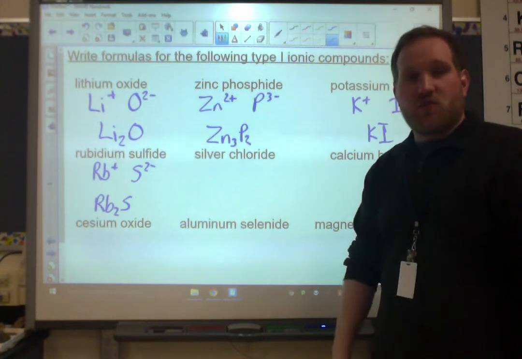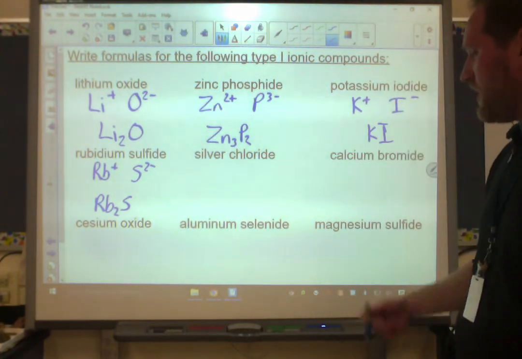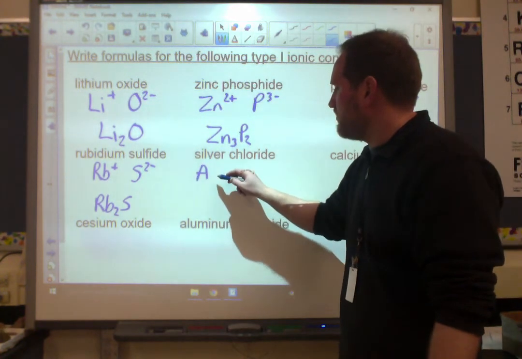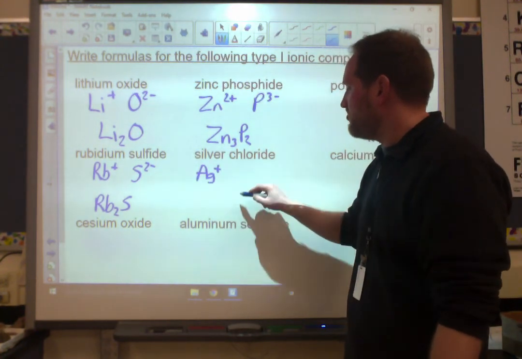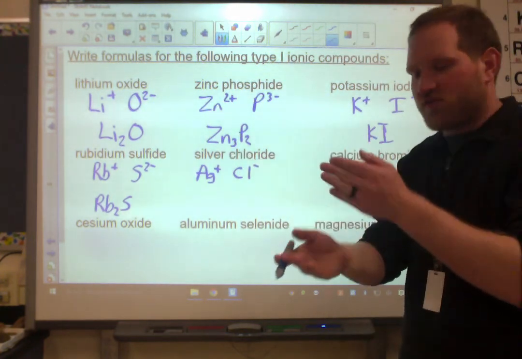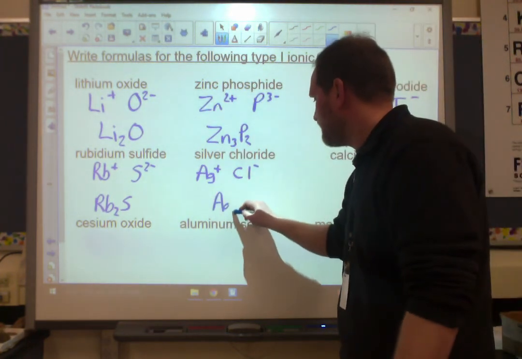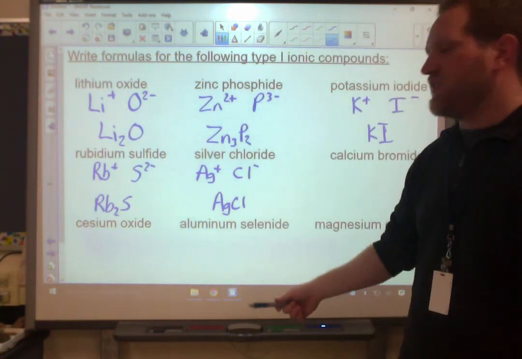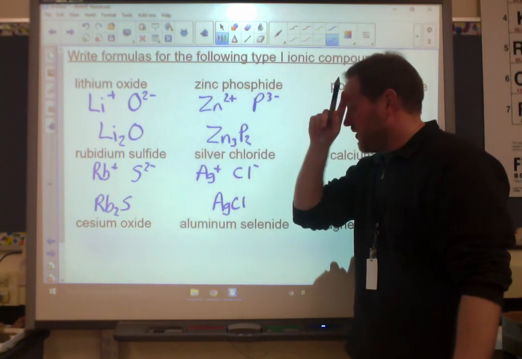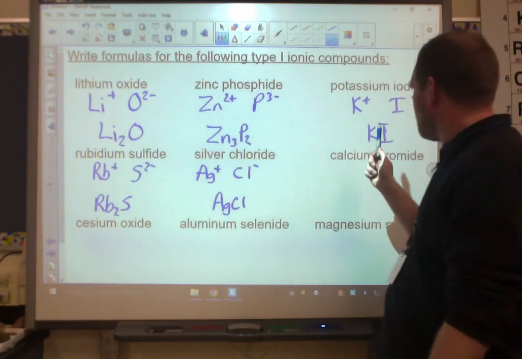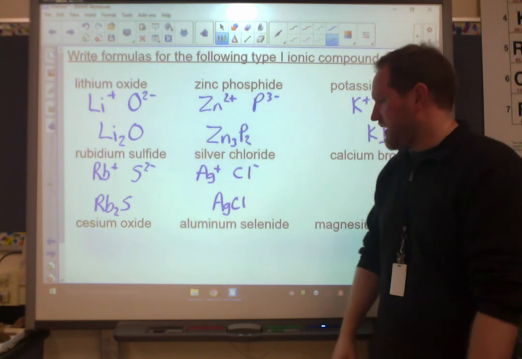If you want to quiz yourself more, maybe pause here and try to work the rest of them out and then hit play. Silver chloride. Silver is one of the 3-2-1 rules, and it's the 1. So it's Ag+ and Cl-. Notice the 1-to-1. Crisscross them, AgCl. Oh, and I've kind of been forgetting to name them. They're actually written here. So I don't need to name them, but clearly it's lithium oxide, zinc phosphide, potassium iodide. Again, very simple to name.